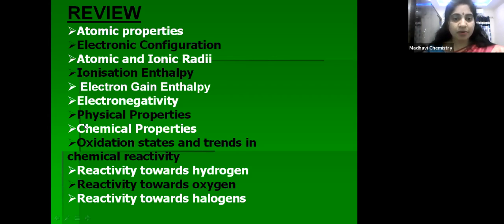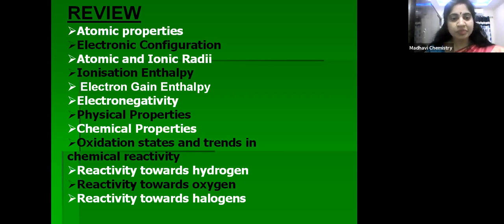Next, in chemical properties, what we have discussed in the previous session: oxidation states and trends in chemical reactivity. Oxygen shows a -2 oxidation state because it is highly electronegative, but whenever it combines with fluorine, it shows a +2 oxidation state. The remaining elements can show +2, +4, and +6 oxidation states also. But the stability of the +6 oxidation state decreases from top to bottom because of the inert pair effect that we have discussed in the previous session, children.